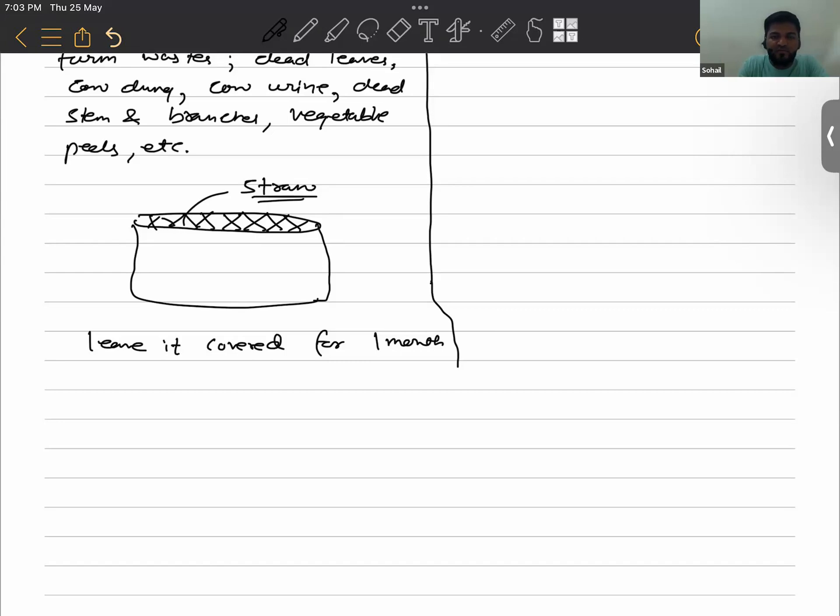Okay, there are some advantages and disadvantages of using manure. Can you list some of the advantages of using manure? So the plants grow faster. The plants stay alive. Plants get all the nutrition. Okay, what else?